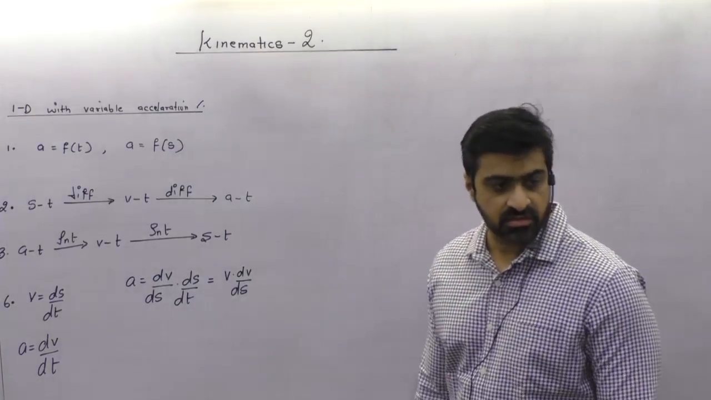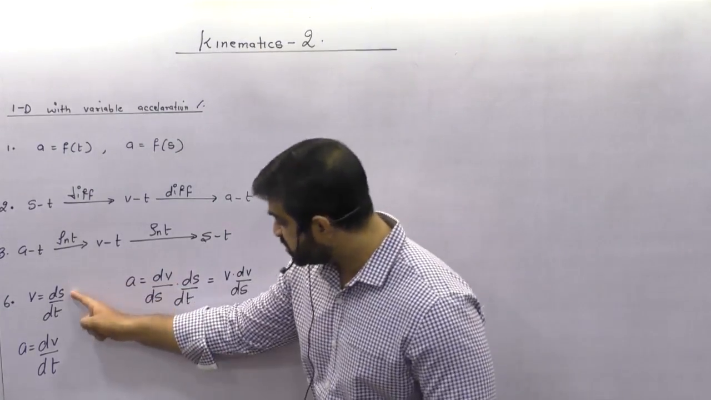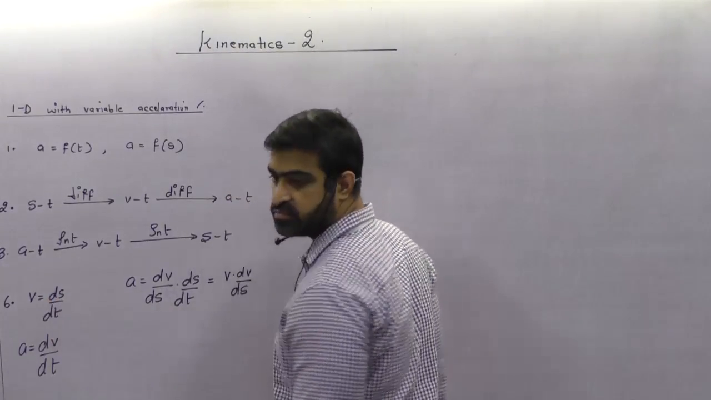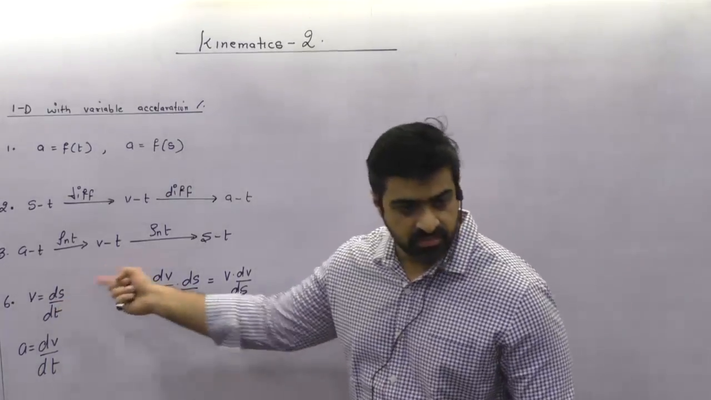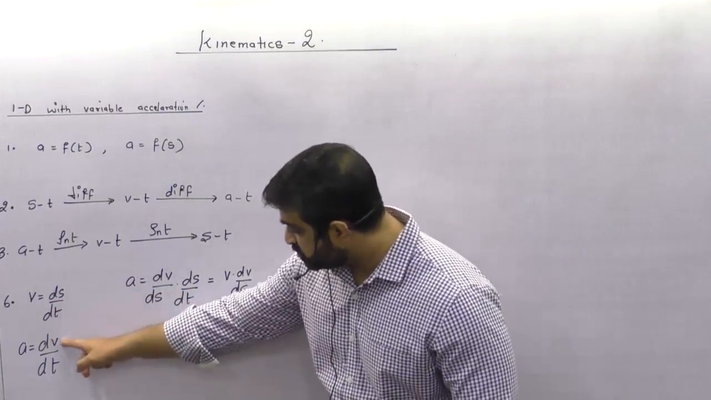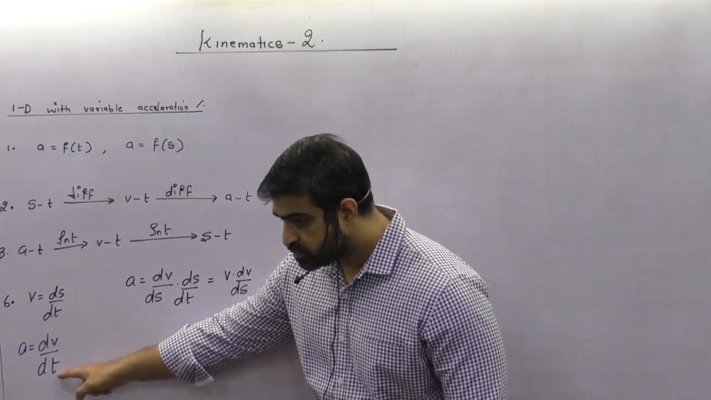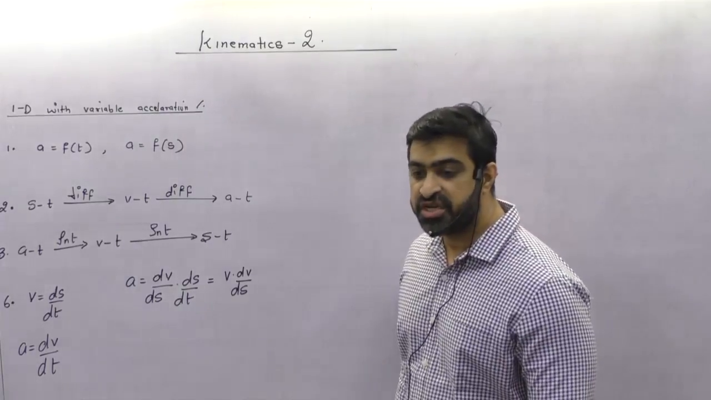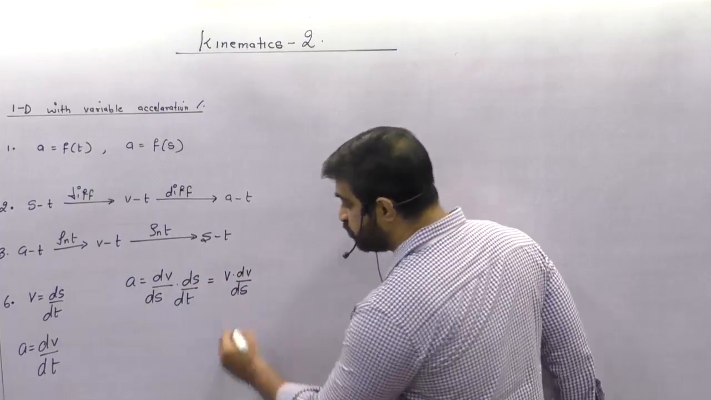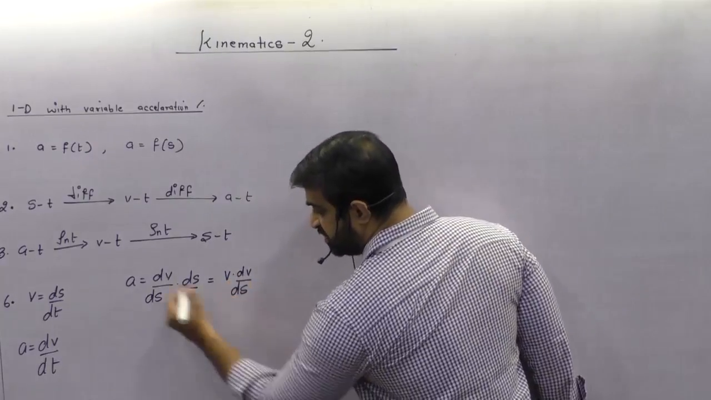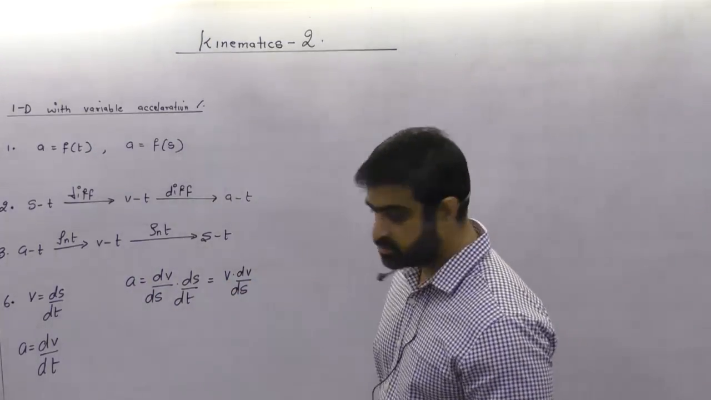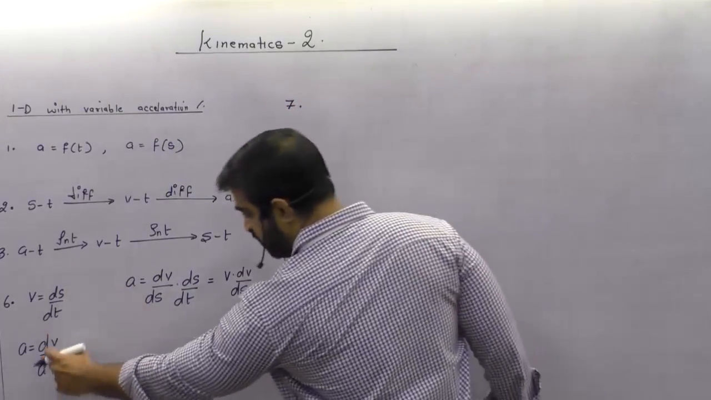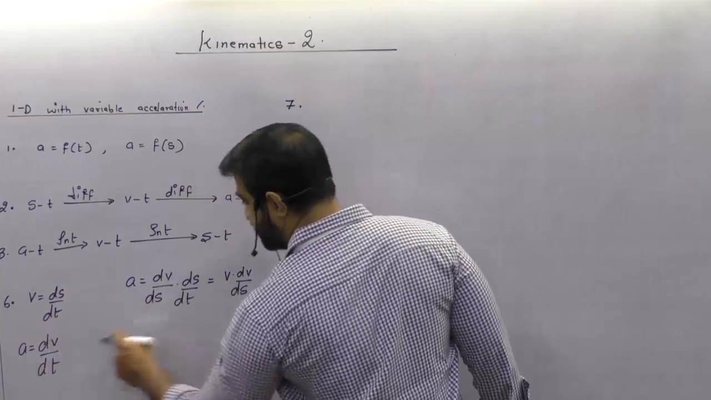You understanding? In this formula, s should be a function of time. Then only we'll be differentiating with respect to time. Over here, v should be a function of time. Over here, you are differentiating with respect to s. Or I can say over here that v dv will become a ds. We'll do one more formula. Chalo, seventh one. These are the differentiation formulas: v is ds by dt, a is dv by dt, a is v dv by ds.